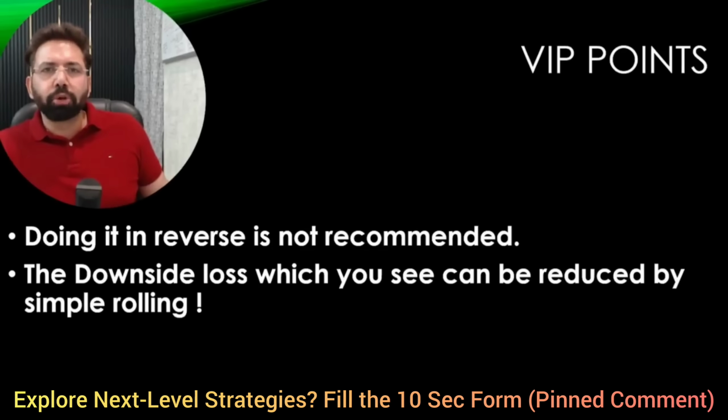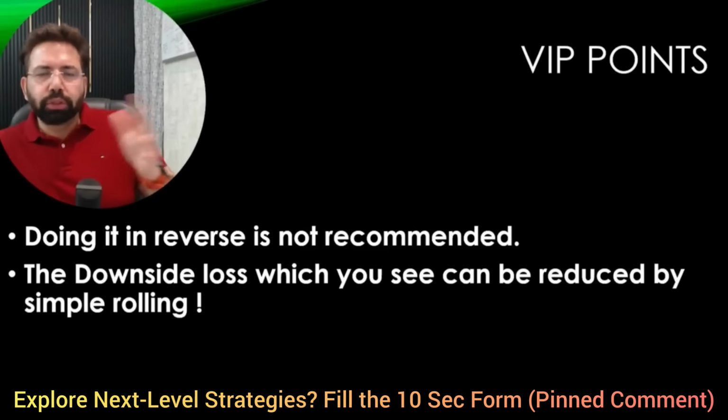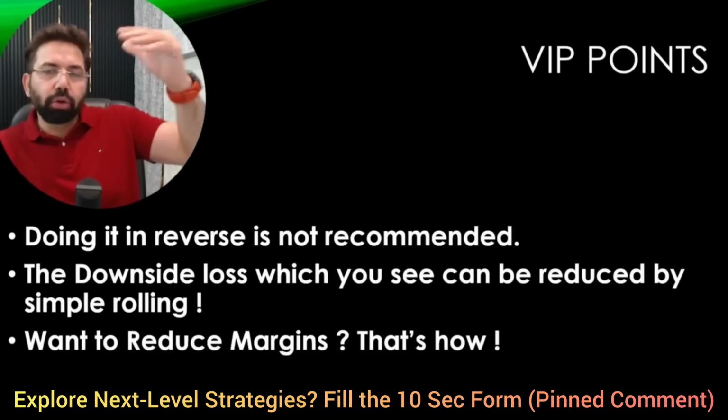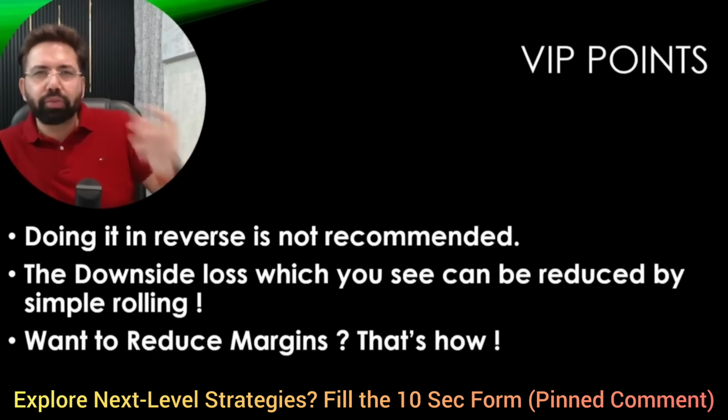Why is the upside more profitable? There's a reason behind this. The downside losses which you see, which is 4,000-5,000, not much, can be reduced by simple rolling. Like I told you, you can simply roll it, and when you roll your calls out of the money, you take extra credit, and it's very easy.